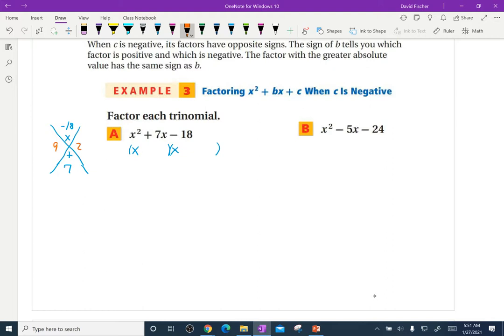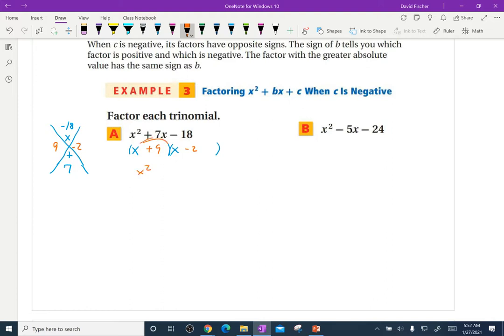And somehow I can get a 7 out of 9 and 2. Like if I subtracted these two, I get a 7. Now, the only way I can get a negative on my third term is a positive times a negative. That's the only way. So one of these guys has to be a negative. So I look and say, well, I need a positive 7. So this guy, when I add him, has to be a negative 2, because 9 plus a negative 2 would give me a positive 7. So I want to try those two numbers. Those are going to be the two that I try.